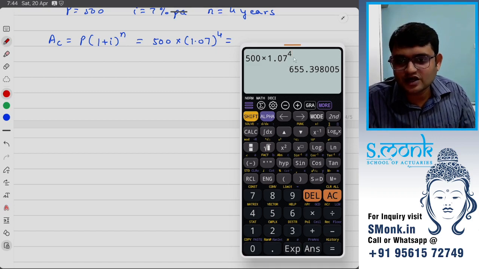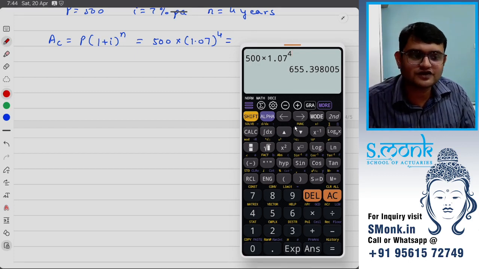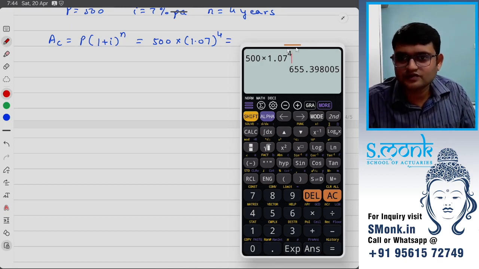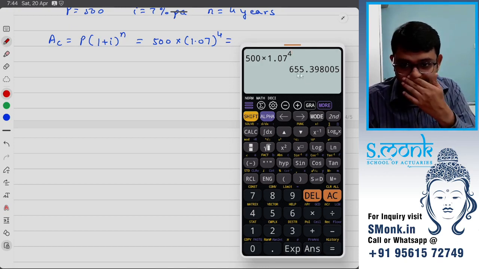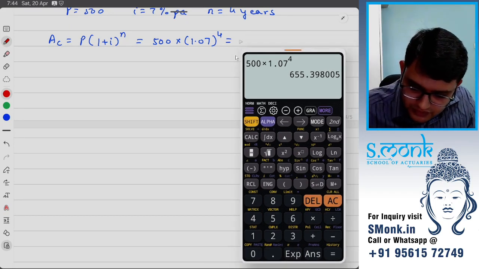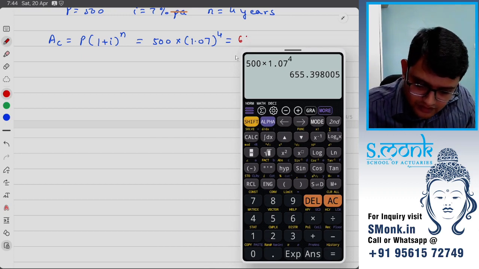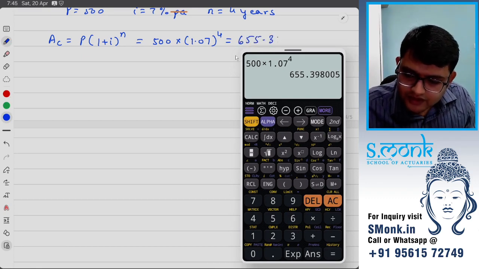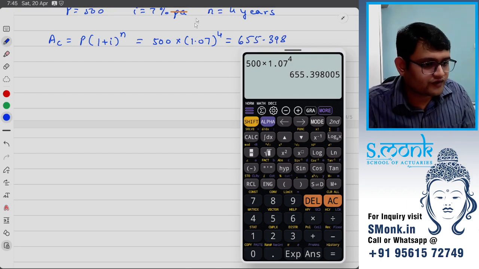I want this cursor down. To bring this cursor down, I will have to use these navigation keys. That is what we use these navigation keys for. So this and then equal to, and we get 655.398.